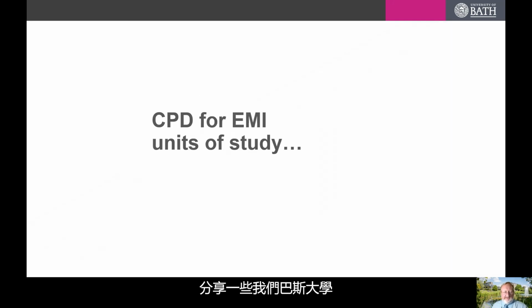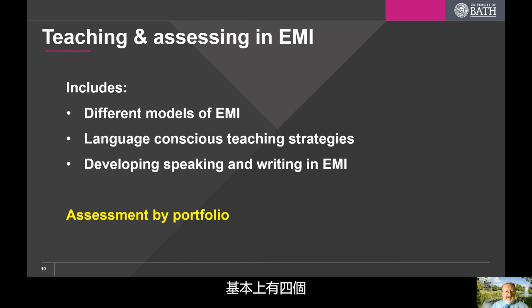So let me tell you a bit about these units of study that we have for EMI at the University of Bath. Basically, we have 4 of them. And the first one is teaching and assessing in EMI. This covers a wide range of topics, but in particular, we can point out, for example, the different models of English as a medium of instruction. EMI is certainly not one method or even one approach. There are lots of different ways of doing it. And I think one thing that we would like people to do is to explore the different approaches to EMI and choose the most appropriate one to suit their context.